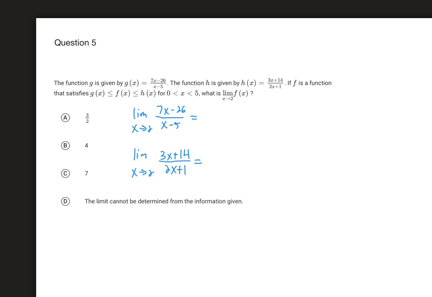Okay, so here, first thing, always directly substitute. So if you plug in 2 into the top, you get 14 minus 26. Plug in 2 into the bottom, you get 2 minus 5. So that's 4. Okay, this next one, if you plug in 2 into the top, you get 6 plus 14. Plug in 2 to the bottom, you get 5. Okay, so the limit of the lower one is 4, the limit of the upper one is 4.